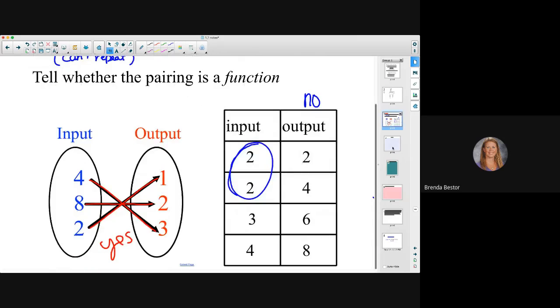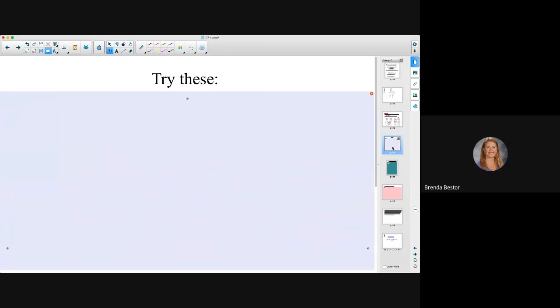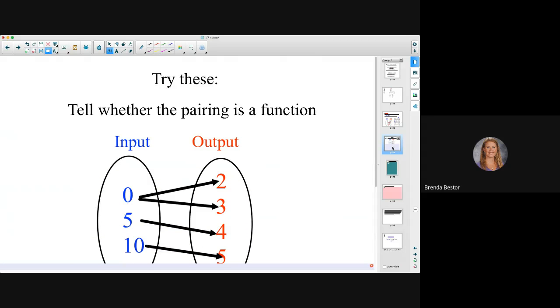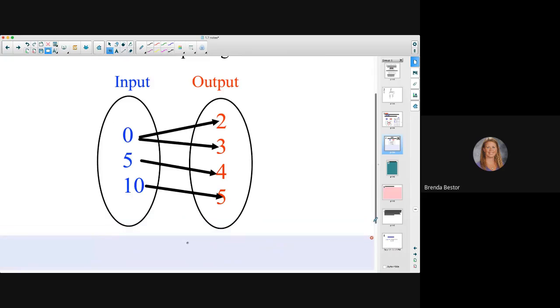We'll practice a couple more of them. It says try these. If you try this one, is it a function or isn't it? Looks a little bit different. We're back to the oval. We put a 0 into the function, and it kicked out a 2. Apparently, you put in a 0 again, and this time it kicked out a 3. Is that okay? Not okay. Even though they didn't write the number 0 twice, they just put it up here twice, they still used it twice when it went this way and this way. So no, it's not a function because you can't have a 0 be a 2 and a 3.